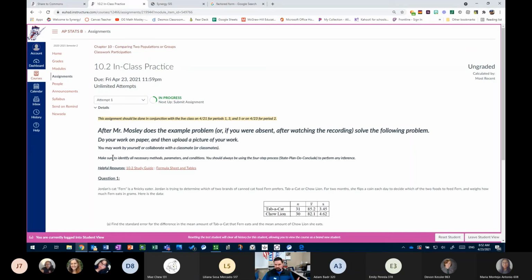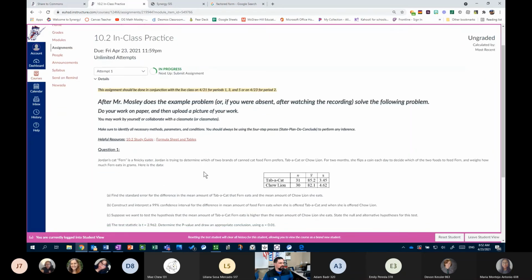However, again, I do want you to do work on paper and you'll be able to upload a picture of your work. Make sure to identify all necessary methods, parameters, and conditions. You should always be using the 4-step process to perform any inference. We have some resources here. There's a link to the 10.2 study guide, similar to the link to the 10.1 study guide we used yesterday, and also, again, the formula sheet and tables.